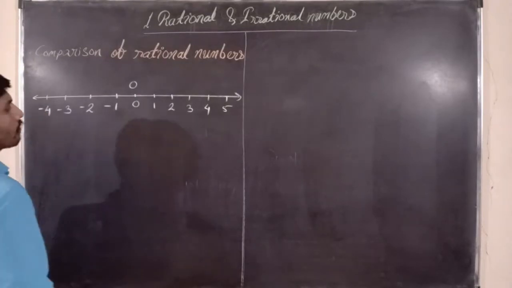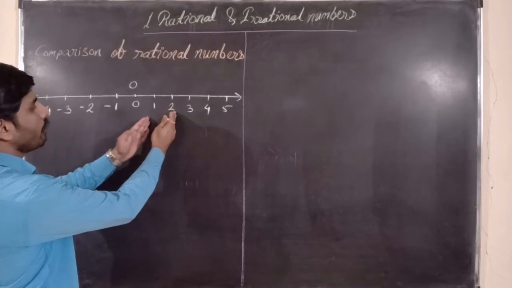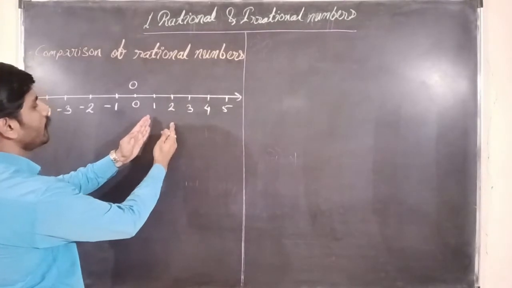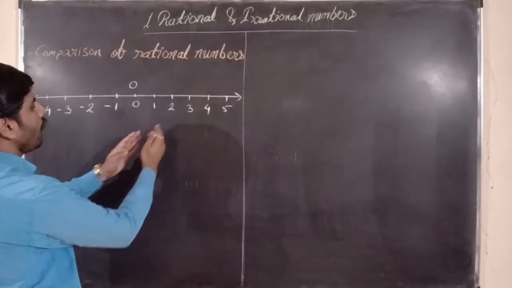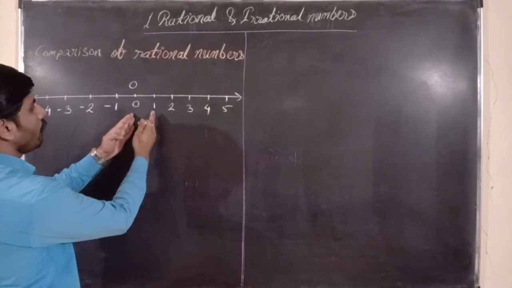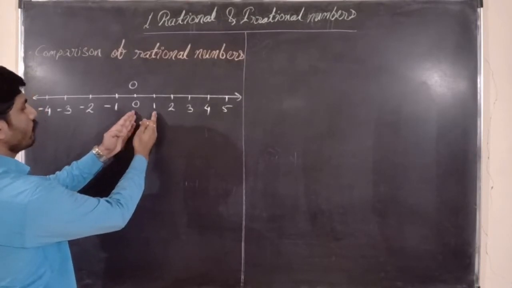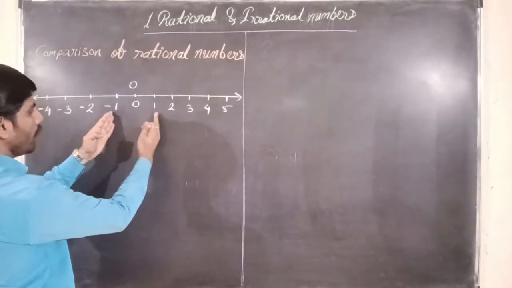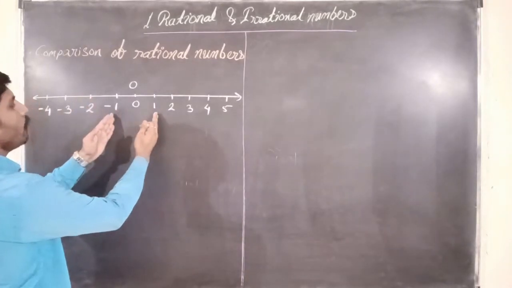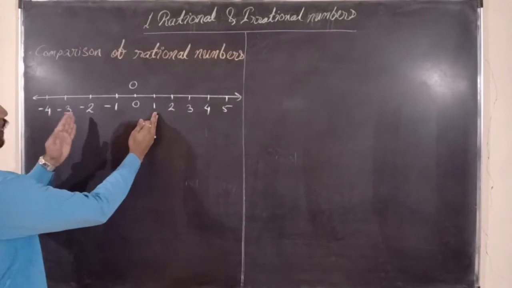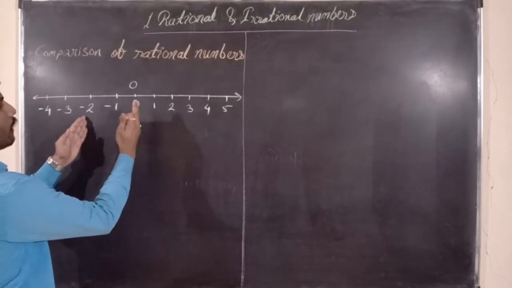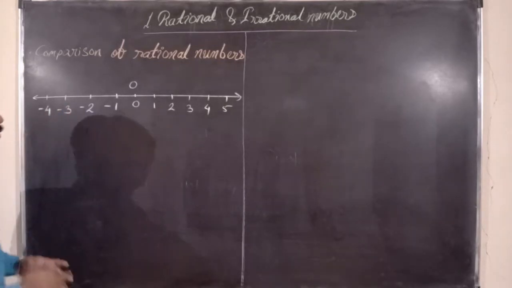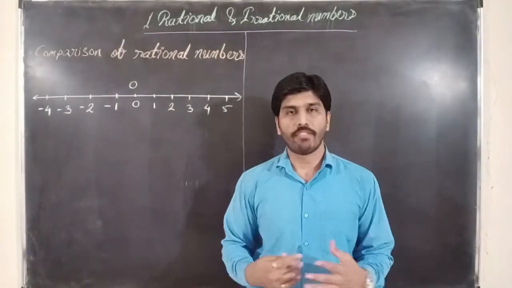For example, 2 is greater than 1. Right? 2 is present on the right hand side and 1 is present on the left hand side. Again, in 0 and 1, 1 is greater than 0. In negative 1 and 1, 1 is present on the right hand side, so 1 is greater as compared to negative 1. Again, negative 2 is less than 1, or in another way we can say 1 is greater than negative 2. This will be more clear to you after some examples.